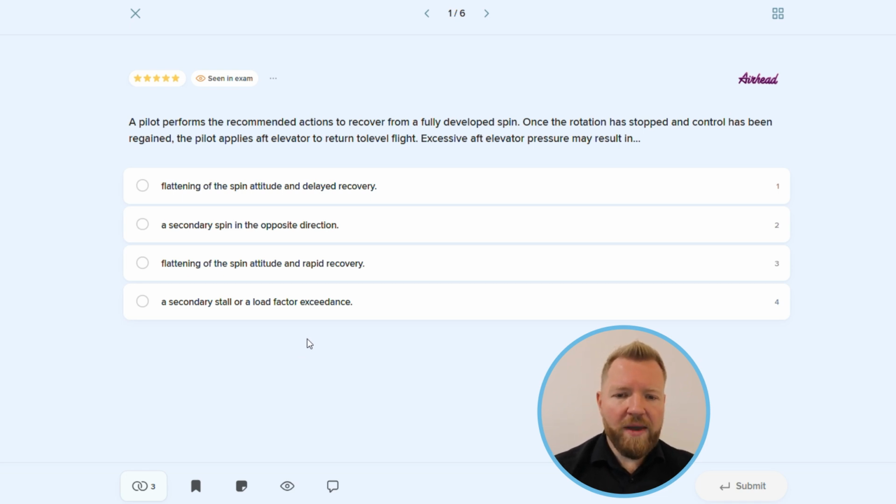If we fly below VA, the abrupt full-up deflection of the elevator will cause an accelerated stall. If we do the same above VA, the structure may distort or fail. More details you may find in the limitations section of Principles of Flight, where you will learn about the maneuver envelope, which covers this topic. So, checking the possible answers, we can see that answer number 4 will be correct, a secondary stall or a load factor accident.